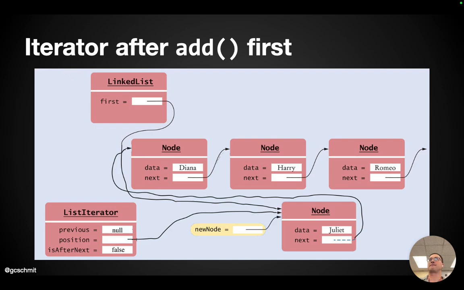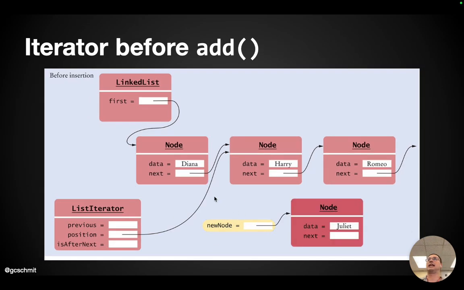Let's look at a different case. Now, let's say hypothetically, our iterator's position refers to this node here, just a node in the middle of our linked list. This node's data is Harry. We want to add Juliet here. And so we'll make a new node, initialize data to Juliet, and then we need to insert this node into our linked list. When position refers to Harry, that means we've just iterated over Harry.